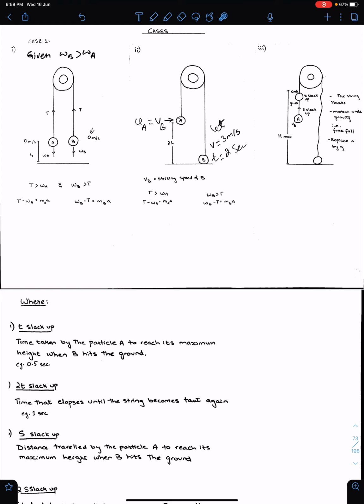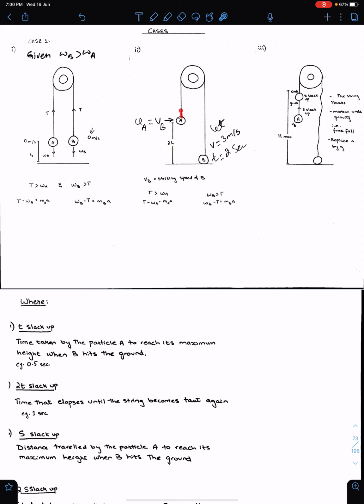When B hits the ground, we assume that it hits the ground with speed 3 meters per second in 2 seconds. And this speed is the same speed of particle A at this point. When B hits the ground, the speed of A must be the same, like 3 meters per second, because in one string speed remains the same, and A must be at 2h height from the ground.